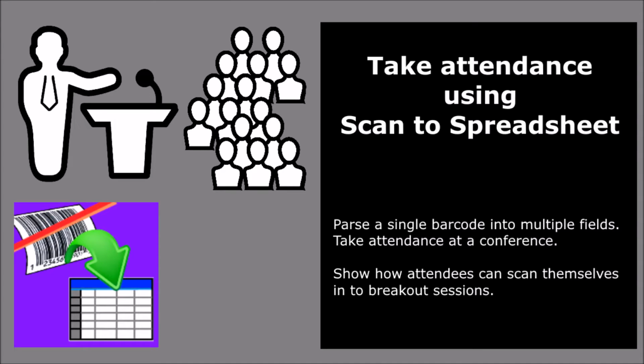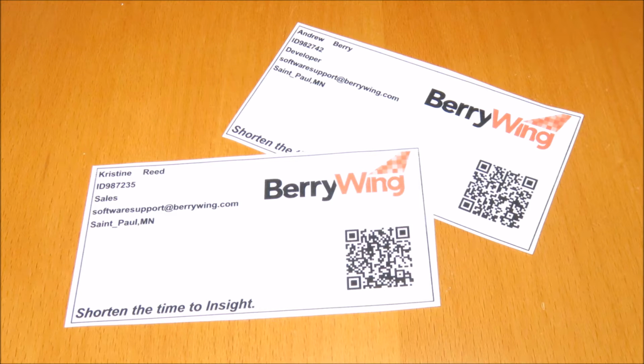Taking attendance for an event, such as a conference, is easy with Scan the Spreadsheet. When you create the badges for the attendees, include barcodes. Separate the information in the barcode with a comma.